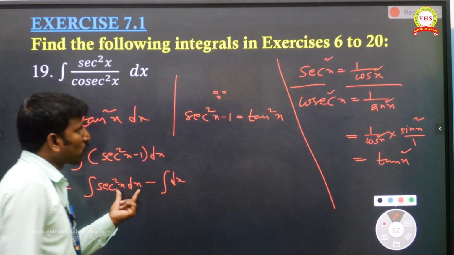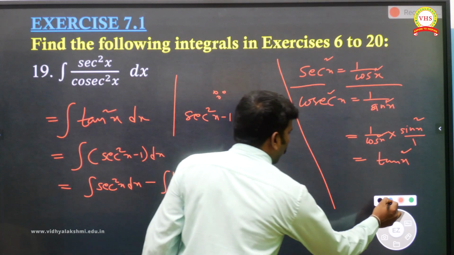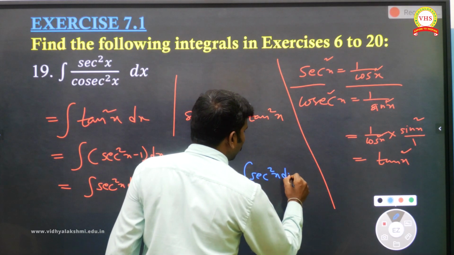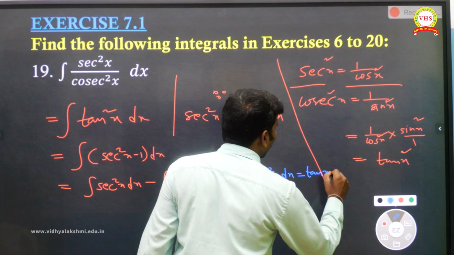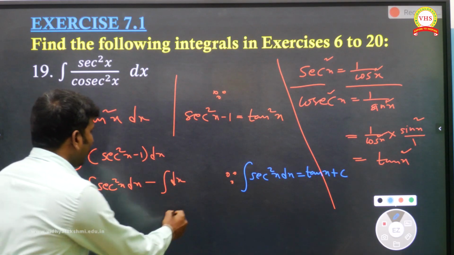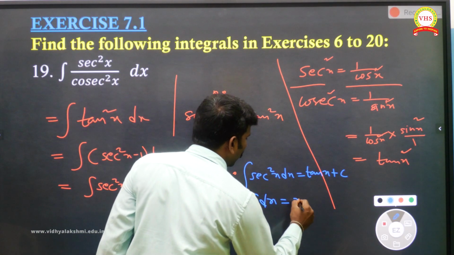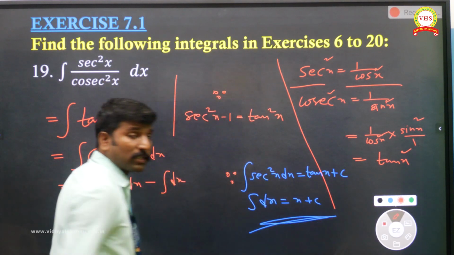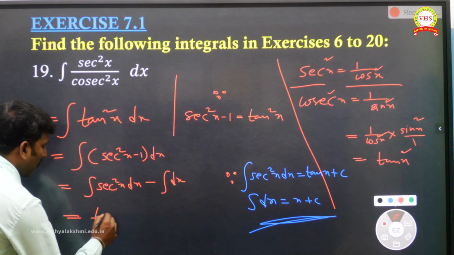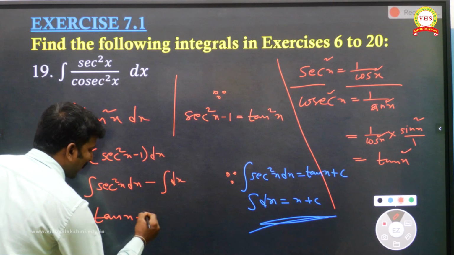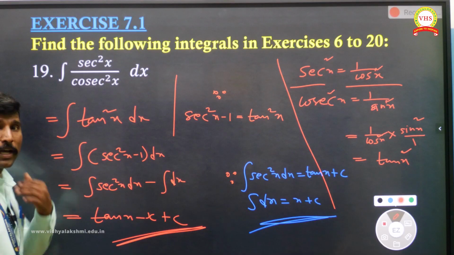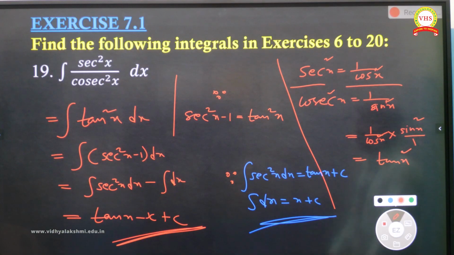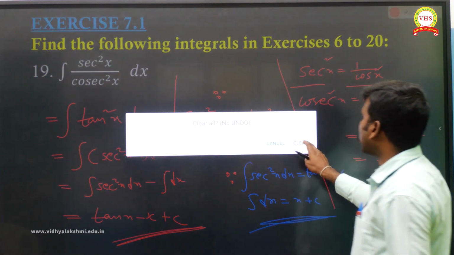Integral secant square x into dx is equal to, as I said, tan x plus c. And integral dx, directly you can write x plus c. If you know these two formulas, you can easily complete this. So this is tan x minus x plus c. That's it. That is our required answer for question number 19. I hope you understand. We'll go to the next question, number 20.